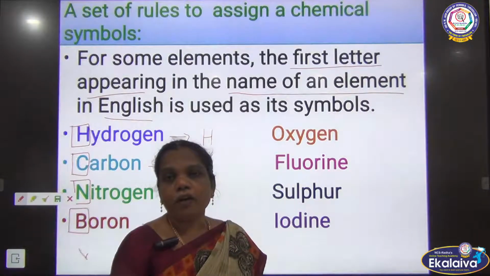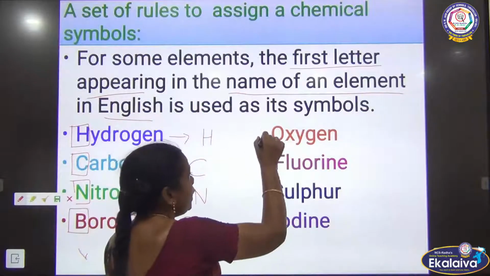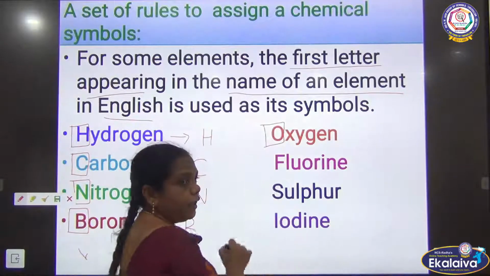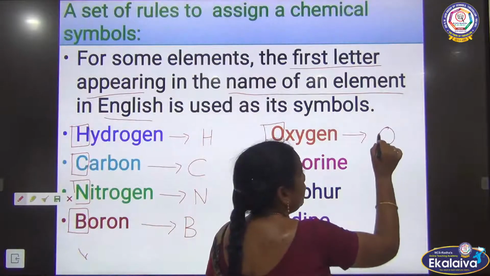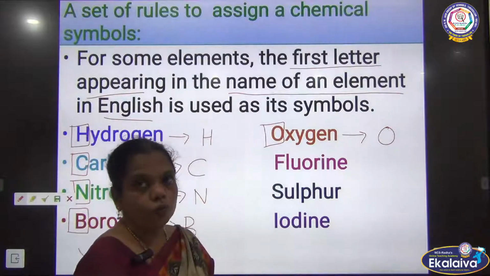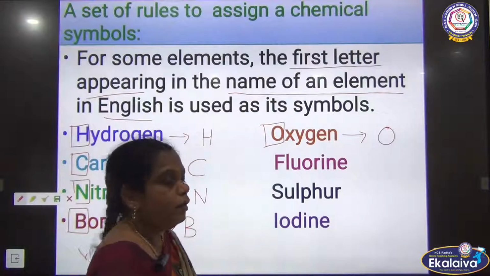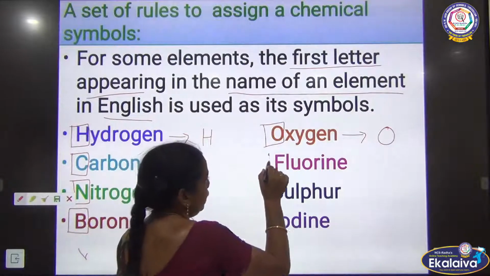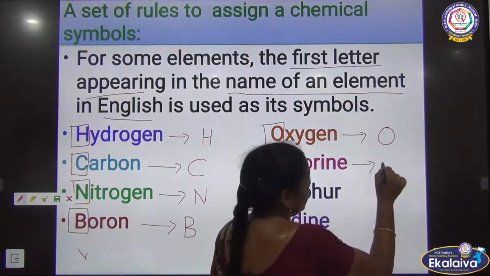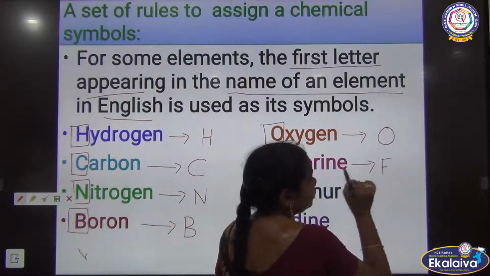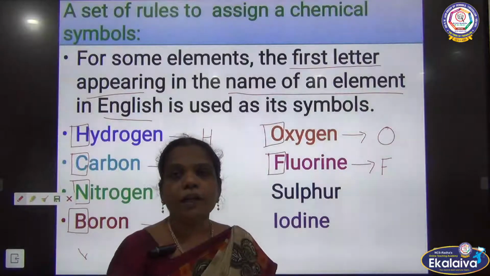What is the symbol for oxygen? Now you see the first letter is O. So oxygen can be represented by the letter O. And next, children, what is the next element? Fluorine. What is the first letter of fluorine? F. So the symbol for fluorine is F.